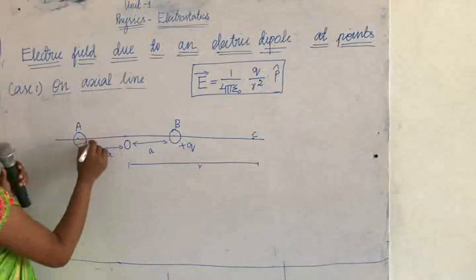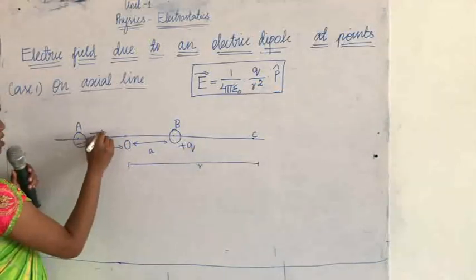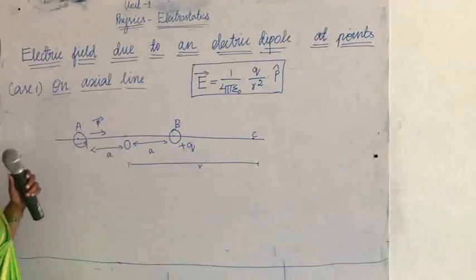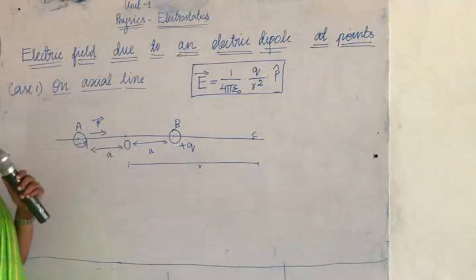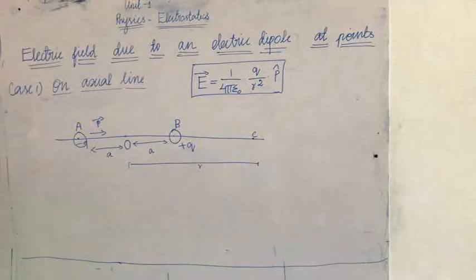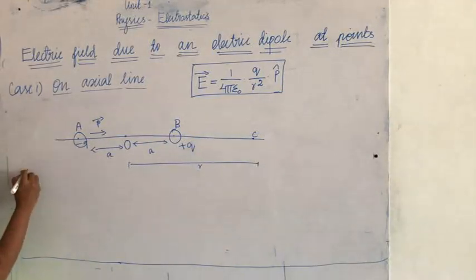Now the dipole moment P goes here. This is the P vector. Dipole moment always goes from the negative side to the positive side. Okay, right. Now we are going to find the electric field.